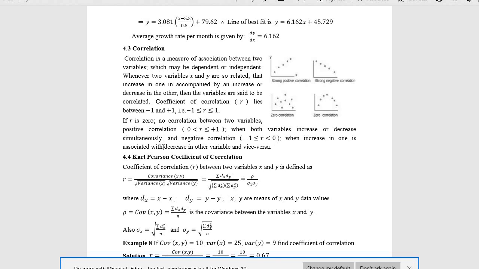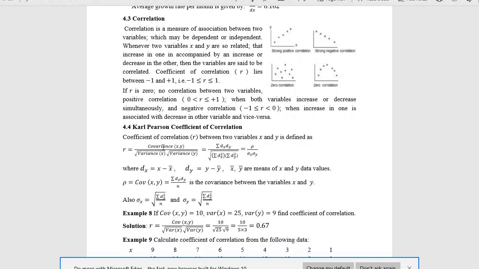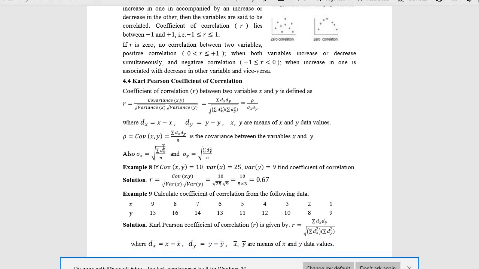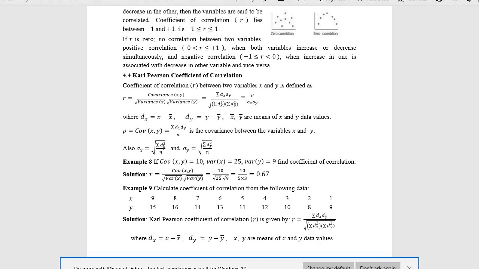Karl Pearson is a statistician who investigated how to calculate the coefficient of correlation. The coefficient of correlation between two variables x and y is defined as R equal to covariance of xy divided by root over variance of x times variance of y. What is variance of x? dx is x minus x bar. X bar is the mean of the x series, y bar is the mean of the y series.